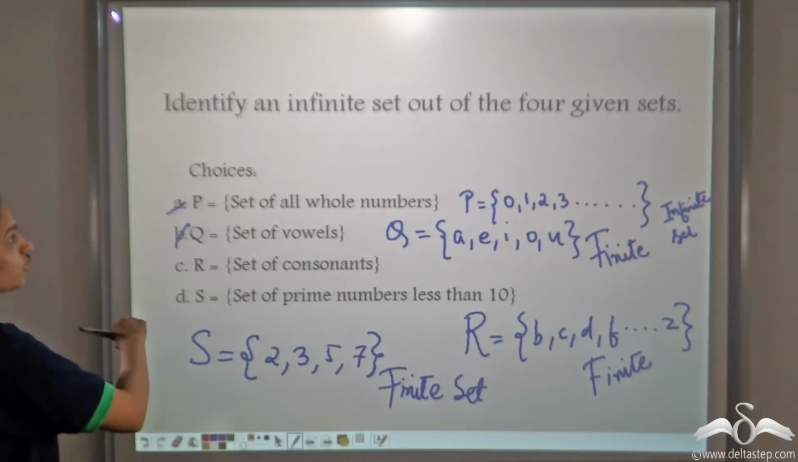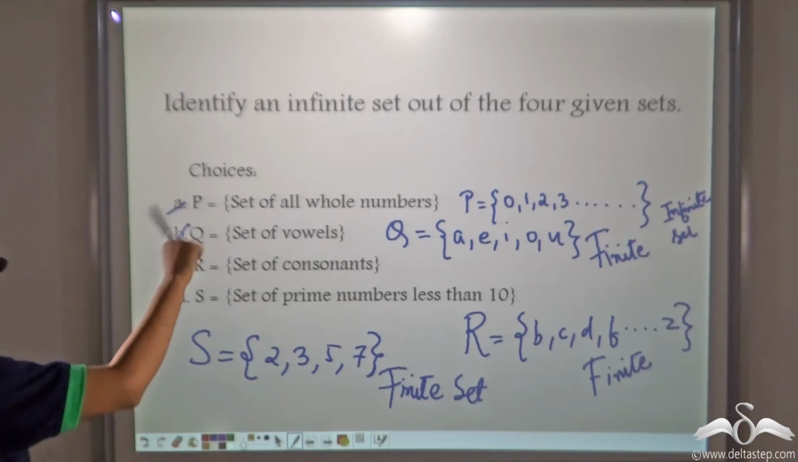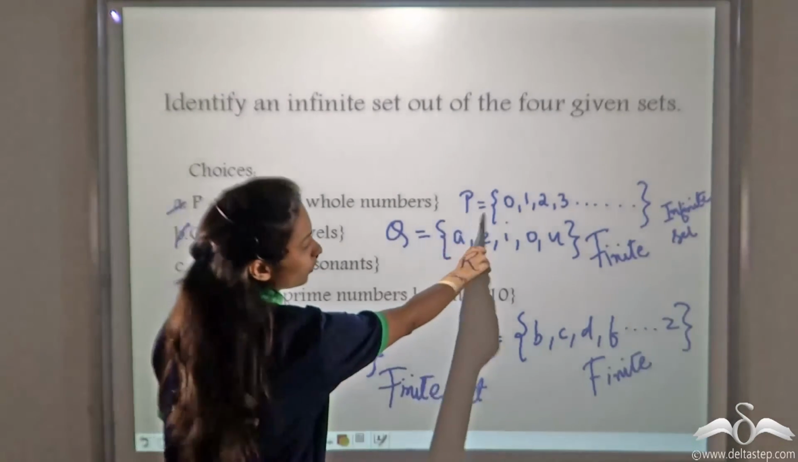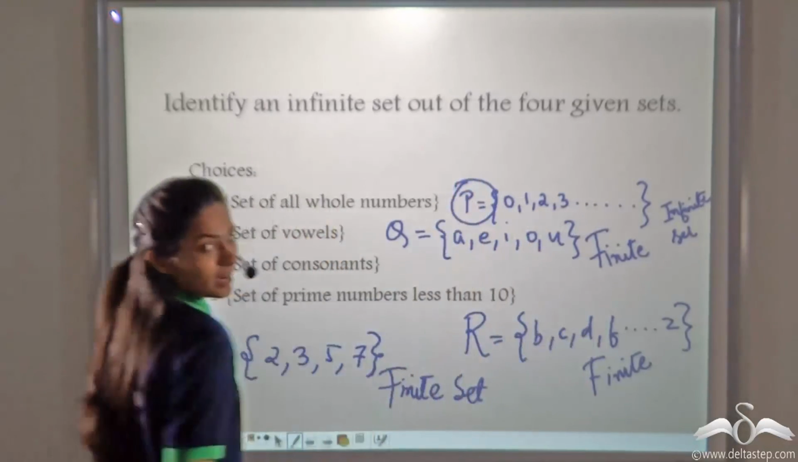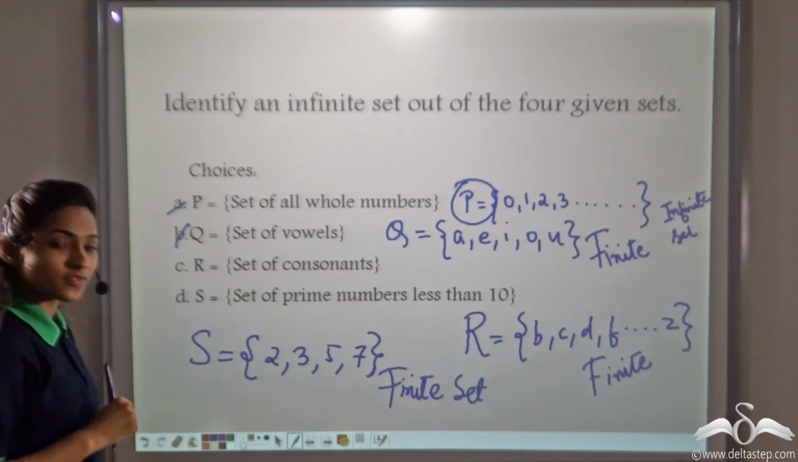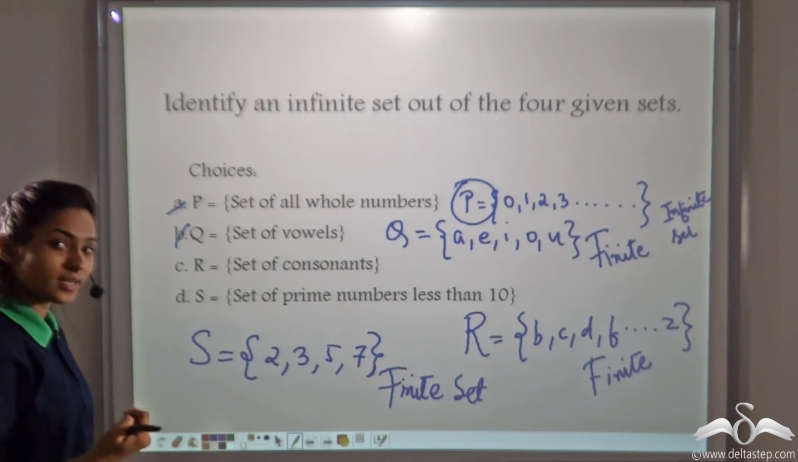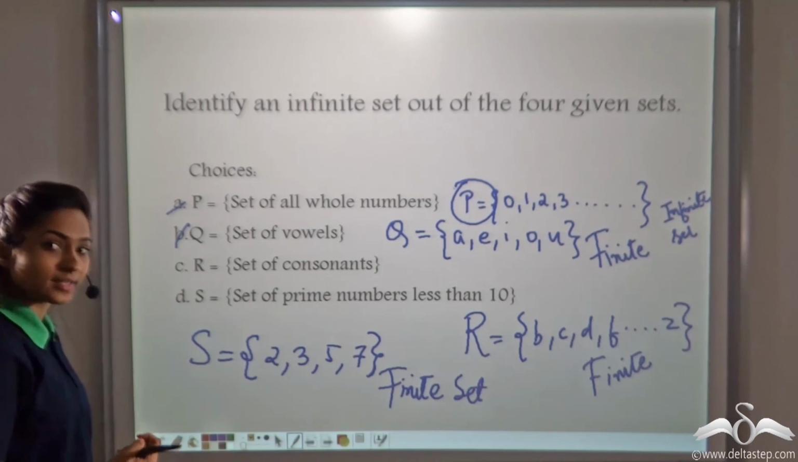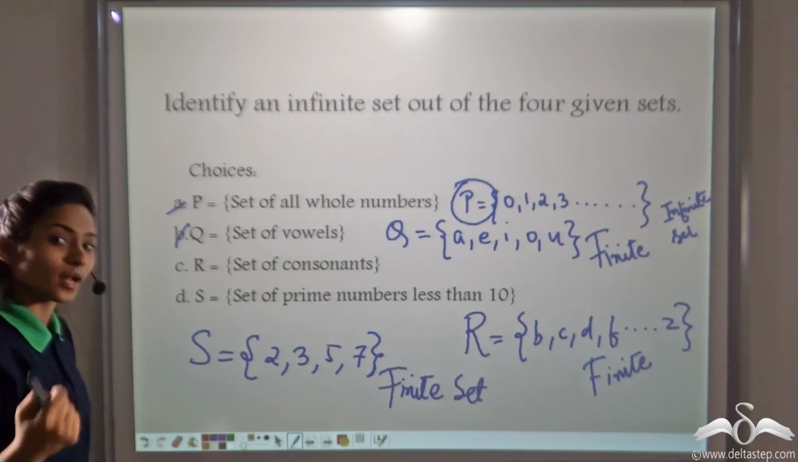Now let's answer this question. Identify an infinite set. Which of these is an infinite set? C. Only P is the infinite set here. So what did we learn? There are 2 types of sets, finite and infinite. Finite sets are those sets which are countable, and infinite sets are those sets which we cannot count.